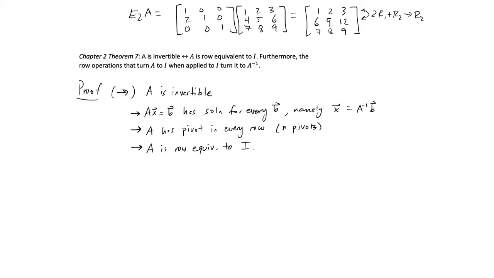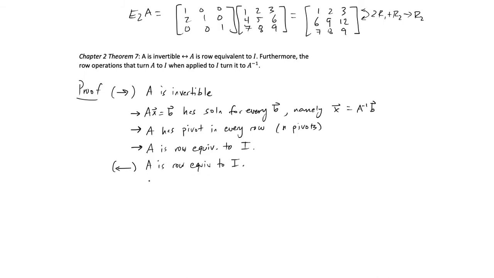All right, so we started with the left-hand side and we showed that the right-hand side follows. Now we'll go the other direction. So we'll start with the right-hand side: A is row equivalent to the identity. And we're going to use these elementary matrices to encode the row operations.